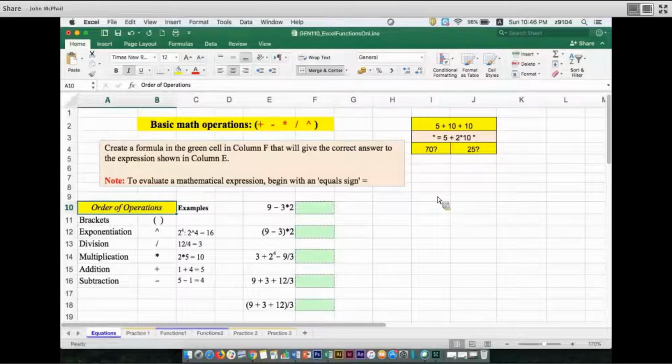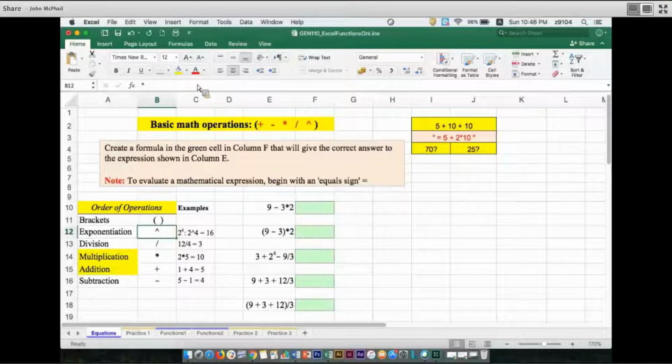Excel obeys the order of operations. In other words, if you have something like 5 plus 2 times 10, this evaluates to 25. If you add 5 and 2 first, you get 7, and multiplying by 10 you would get 70. And so you must multiply before you add. There's a correct order of operations to follow, and Excel obeys it.